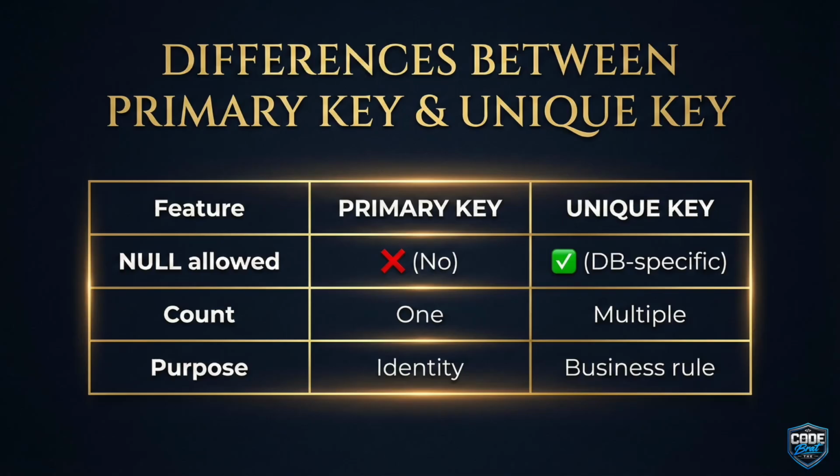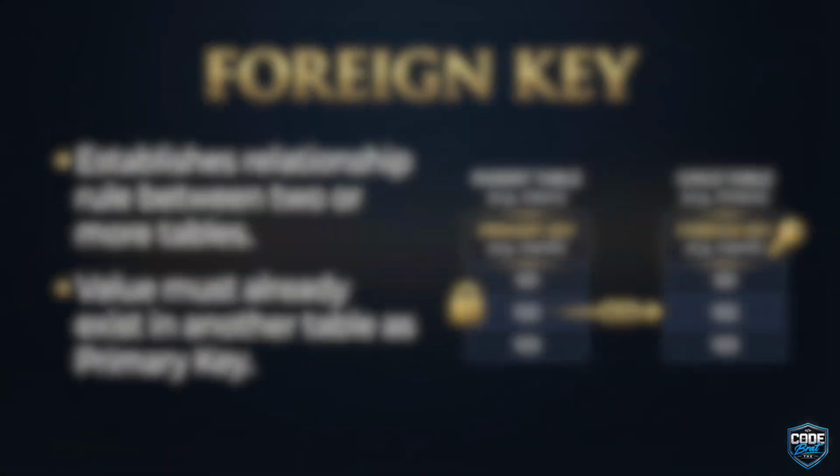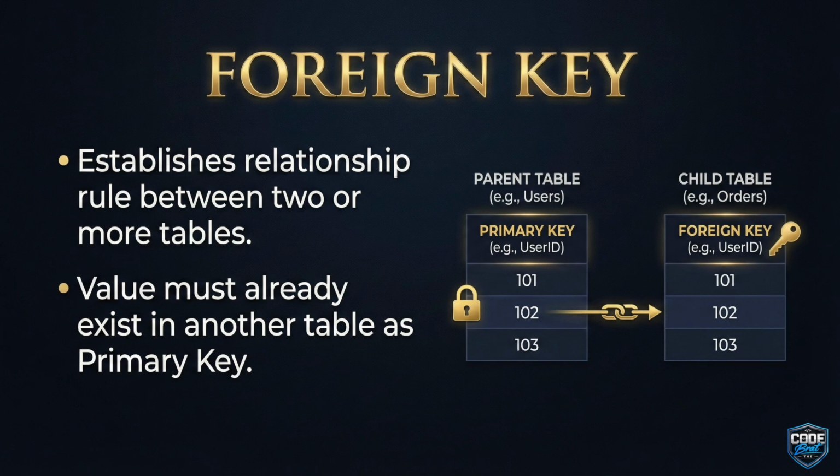Another interesting and very important key is foreign key. A foreign key establishes relationship rule between two or more tables. This value must already exist in another table as primary key. I mean to say that if we are establishing a key as foreign key, then that foreign key should exist in another table as a primary key. Let's look at this table.